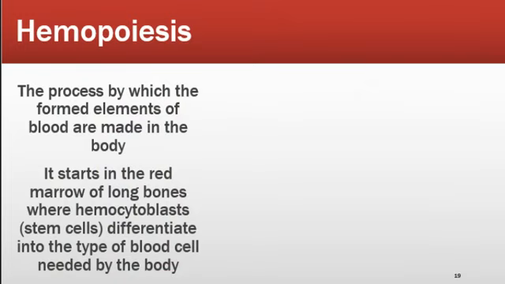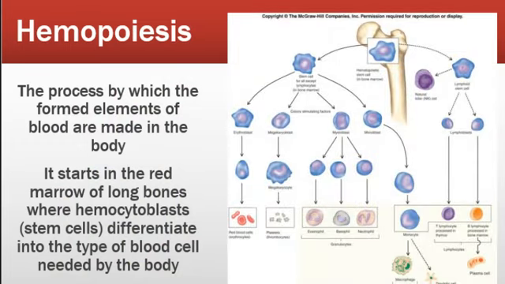All right, hemopoiesis, we know about that, the process by which formed elements of the blood are made in the body. That means the red cells, white cells, and platelets. It starts in the red marrow of long bones, where hemocytoblasts, stem cells, differentiate into the type of blood cell needed by the body.